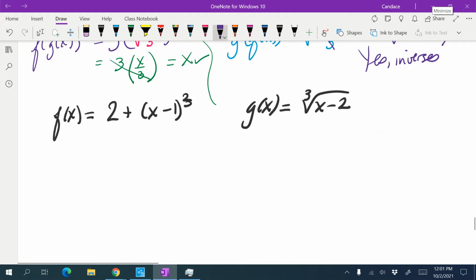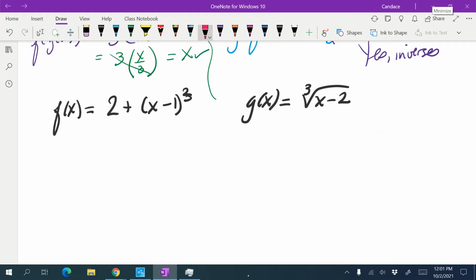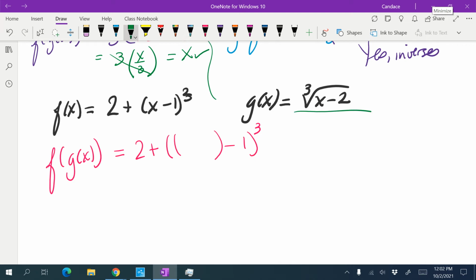All right, let's look at this second pair here. I'm going to start with f of g of x. Okay, so I'm going to write my outer function f. Instead of writing the x, I am going to write parentheses. Then I'm going to substitute this into the parentheses. So cubed root of x minus 2.